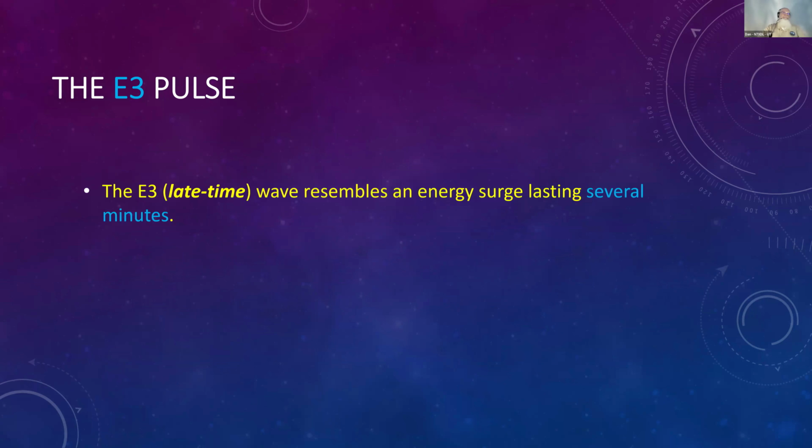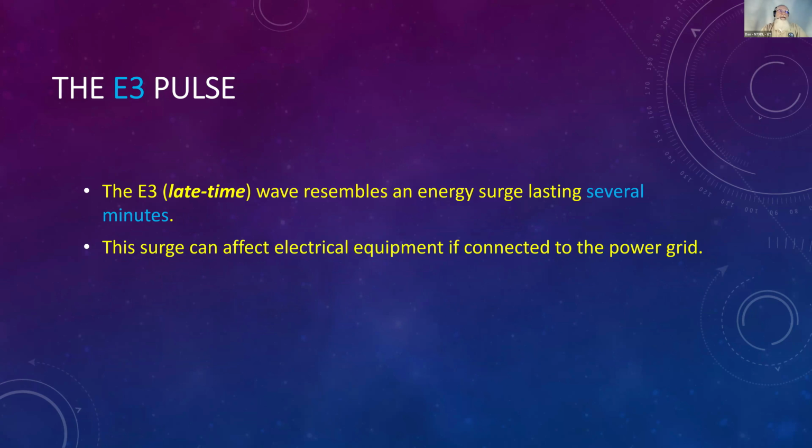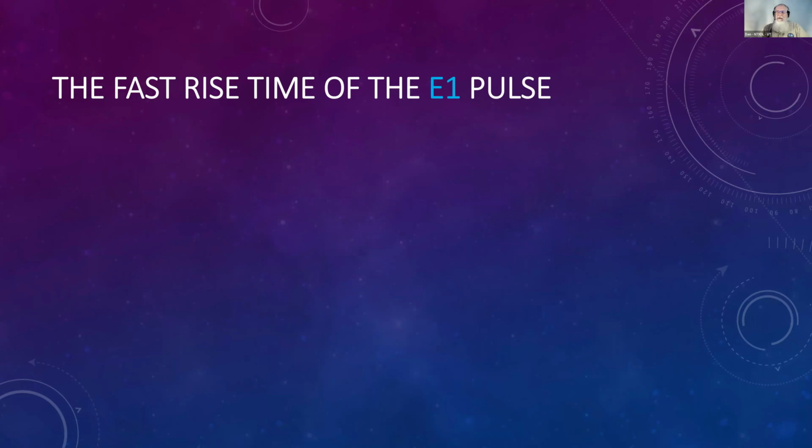Then you have the E3 pulse. This is called the late time wave, and it resembles an energy surge lasting several minutes. The surge will affect electrical equipment if it is connected to the power grid. This is the portion of the EMP that mimics a CME, or a coronal mass ejection. Very easy to defend against an E3 wave. The problem is the E2 and the E1 come before it.